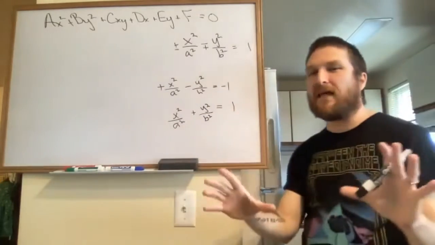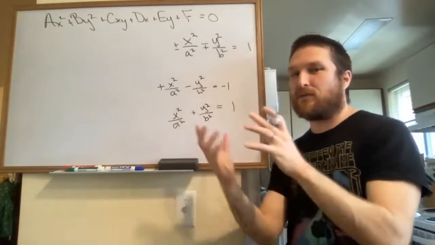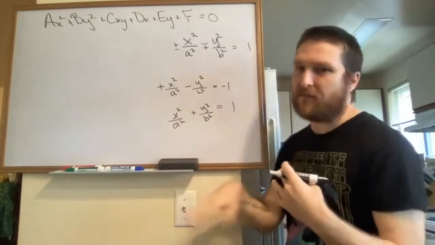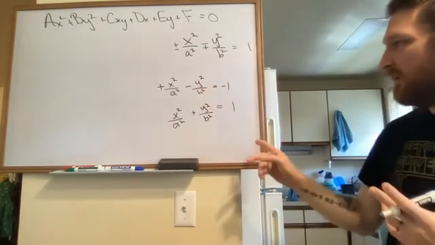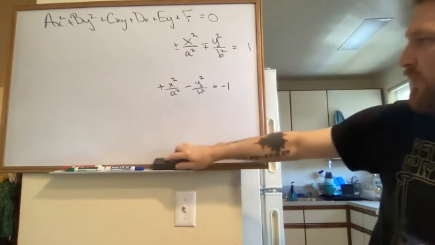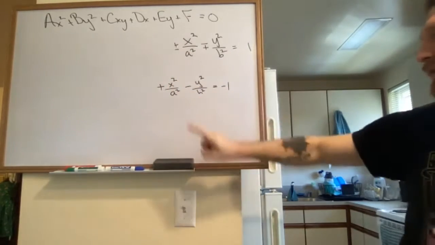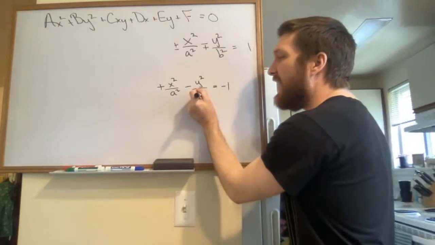Same thing like with an ellipse. It's like I did a bunch of stuff and now I have it all equal to 7. Well, we're going to get rid of the 7 because it's going to make our lives easier. And so same kind of thing here, you get down to this point right here where you have plus x squared over a squared minus y squared over b squared equals -1.